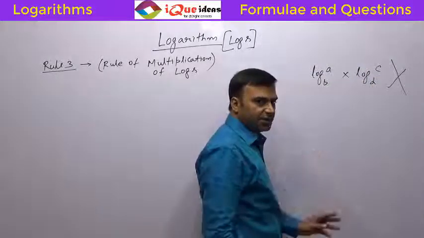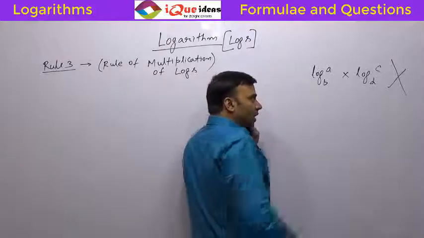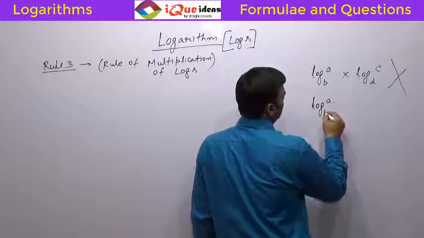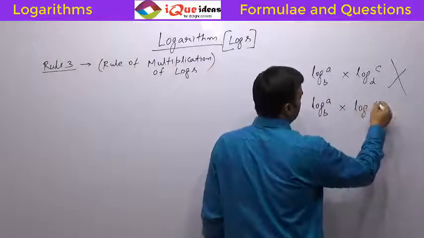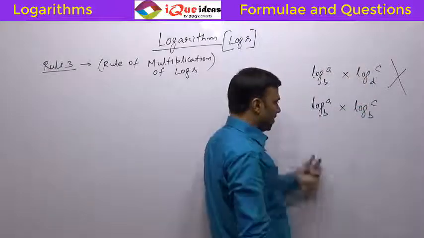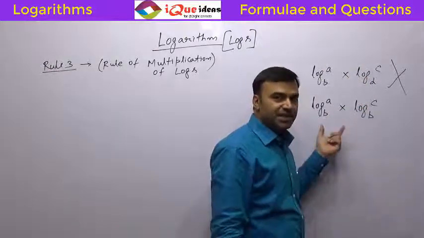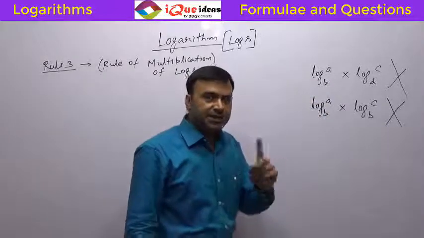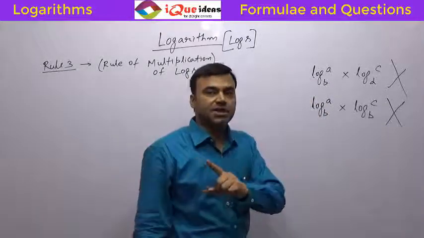I'm giving you all different possible situations, then we'll go back to the rule. First this one, there is no rule. Can we say anything about log a to the base b into log c to the base b? Here there is no relation between the numbers, but the bases are the same. Can we say anything about them? No. Be very careful. There is a very specific situation in which the multiplication of logs is possible.